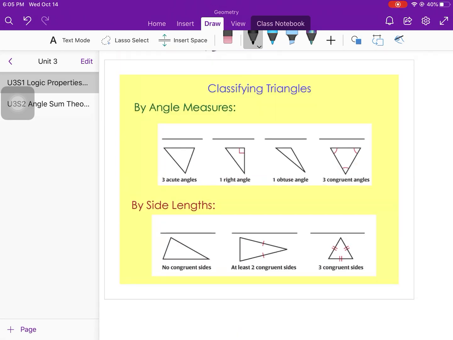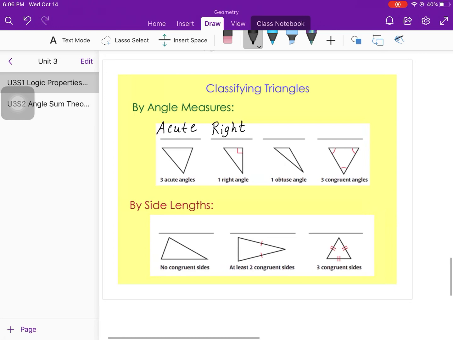Now on to the last slide here. This is one we'll again do more practice with, but so classifying triangles. There's two different ways. We can either classify by angles or by sides. So the angle measures, if we have 3 acute angles, which means they're all less than 90, we call that an acute triangle. If we have 1 right angle, we call that a right triangle. This is the most important one because we're going to work with this one throughout the year. We have some concepts later on.